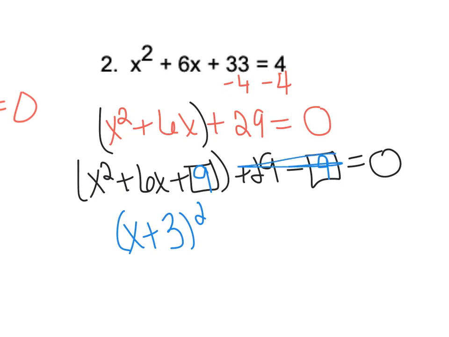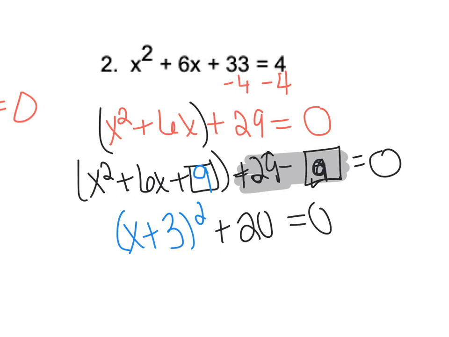Oops, sorry, I meant to highlight that. Let me fix that really quick. That's plus 29 minus 9 in the box. So what I was trying to do is highlight that 29 minus 9 is 20. So that's where we're going to get plus 20 right here equals 0.